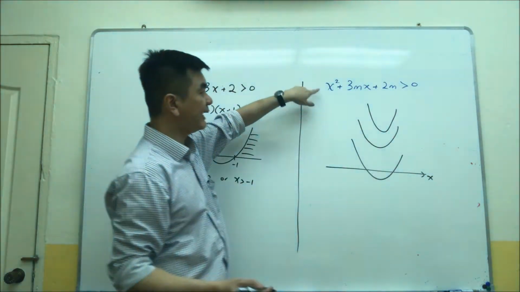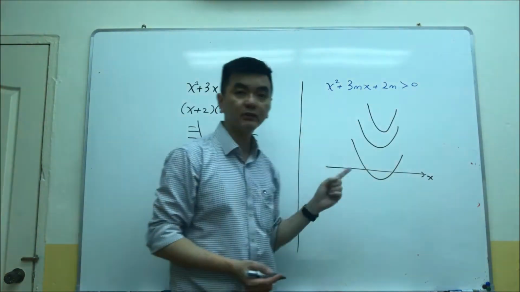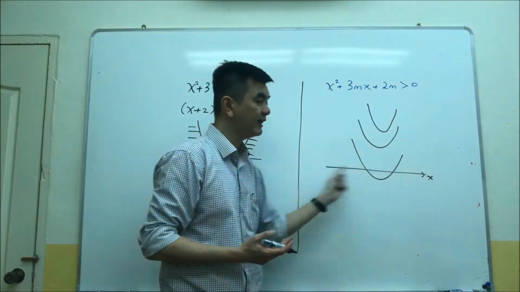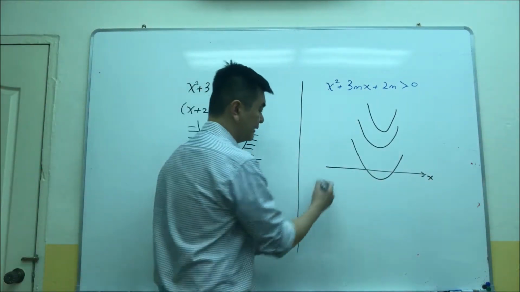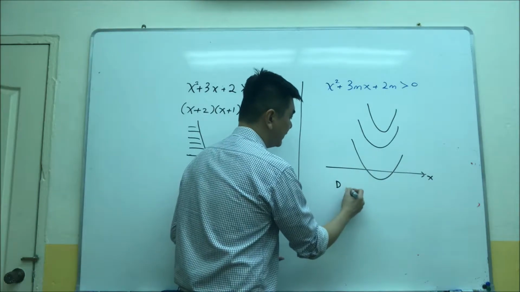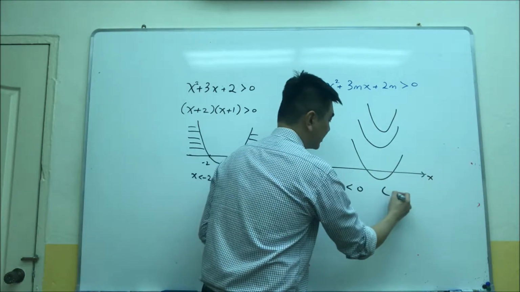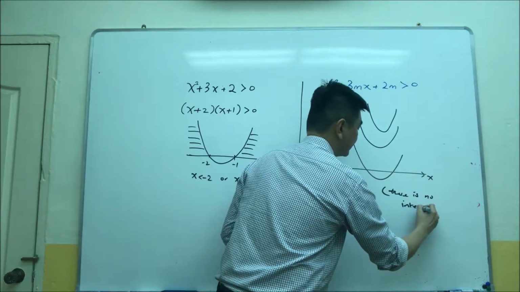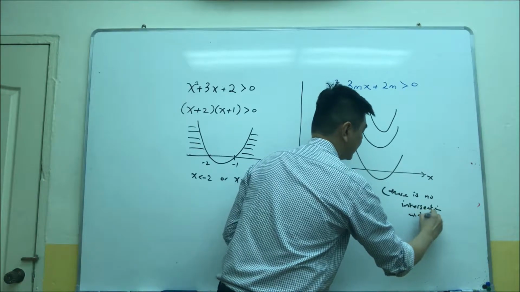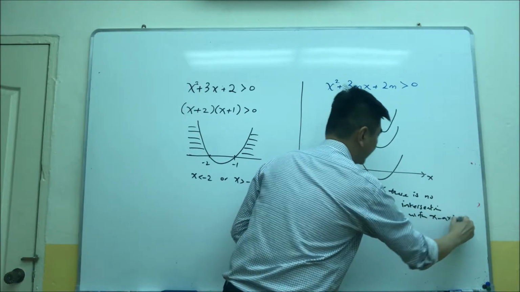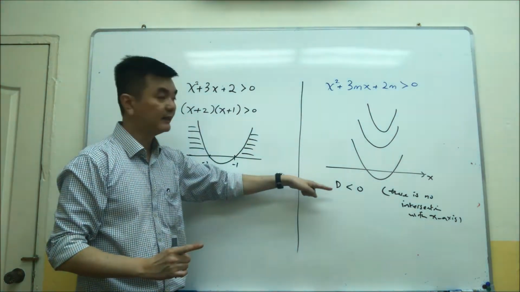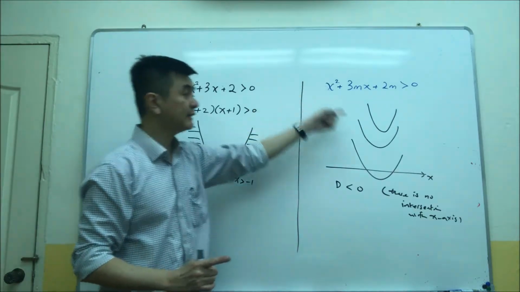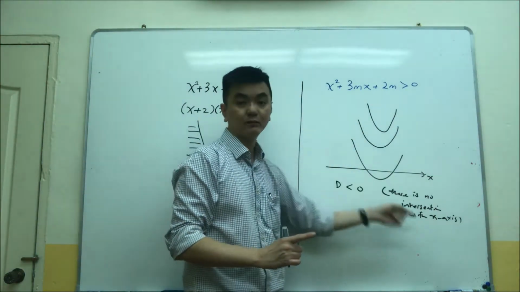For the curve to be entirely above 0, it means that there is no intersection between the curve and the x-axis, which means that my discriminant must be less than 0, because there is no intersection with the x-axis. This is the part that students need to understand: why the discriminant is less than 0. Simply because my curve has got no solution as there is no intersection.